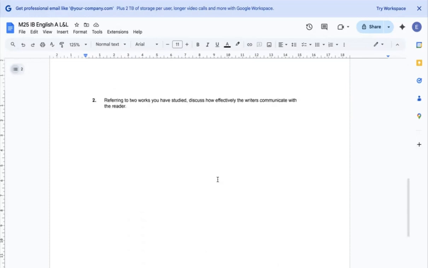Question number 2. Referring to 2 works you have studied, discuss how effectively the writers communicate with the reader. For this prompt, it's so much easier to go for literary techniques since this is about the way that writers engage the reader. So potentially your essay can have these ideas.